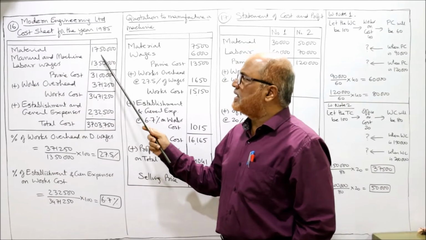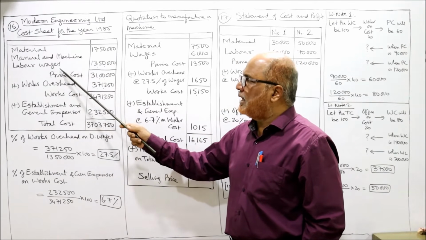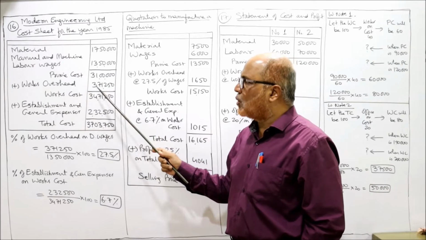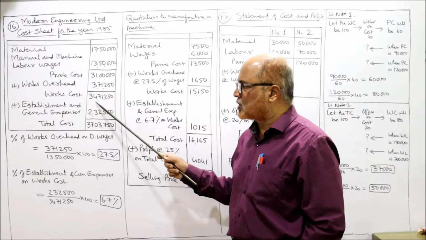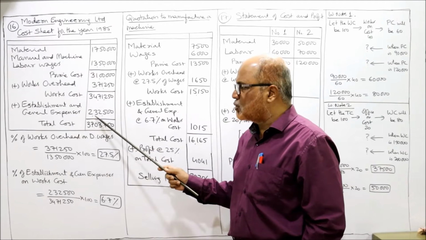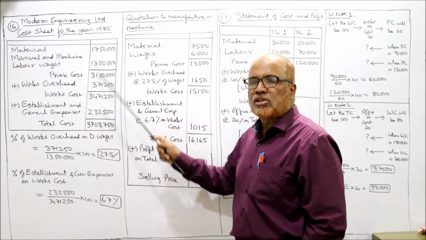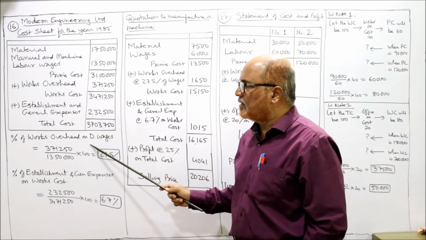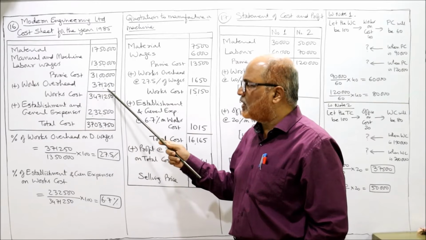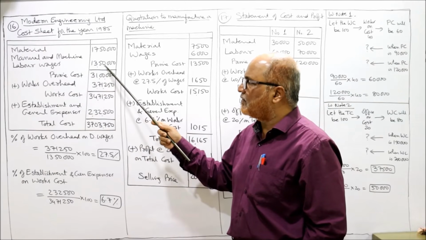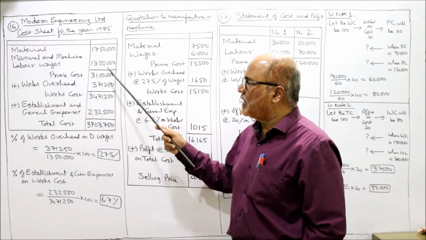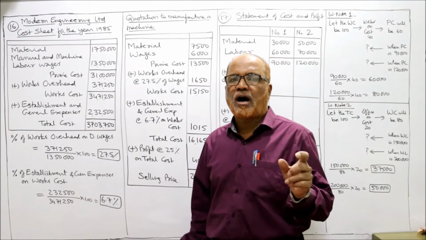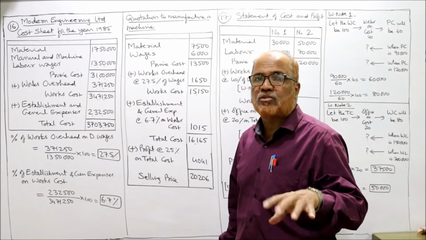The material is given 17,50,000, manual and machine labor wages 13,50,000. The prime cost is 31 lakh, works overhead 3,71,250, works cost we got, establishment and general expense 232,500, total cost. So this is the cost sheet for the last year 1985. Now percentage of works overhead on direct wages. How much are the works overhead? 371,250. Direct wages are 13,50,000. So 371,250 divided by 13,50,000 gives 27.5%. Works overhead are 27.5% on direct wages.